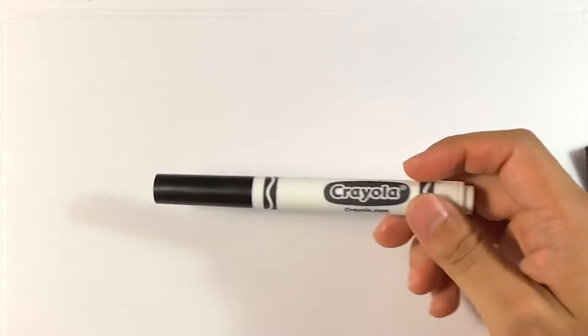Today we're gonna learn how to draw a scary clown skull. It's gonna be scary, okay? It's gonna have crossbones as well, but it's gonna be cool. So I'm gonna use this Crayola brand marker and regular printing paper, and that's all you need to do.